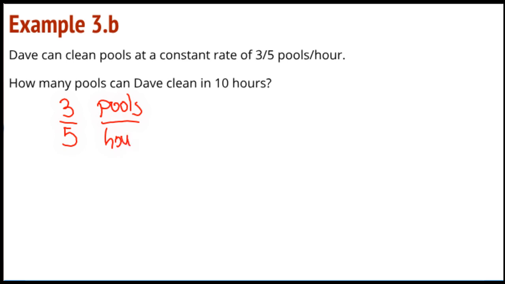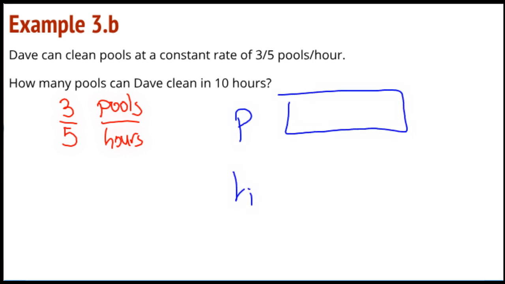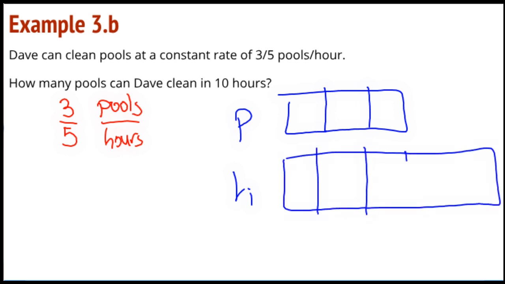Now, using this ratio of 3 to 5 and this rate of 3/5 pools per hour, the question is, how many pools can Dave clean in 10 hours? And here is where our friend, the tape diagram, comes back. Let's think about what this ratio looks like. I've got pools, and I've got hours, and I know the ratio is 3 to 5. And the question is, what if the number of hours is equal to 10?